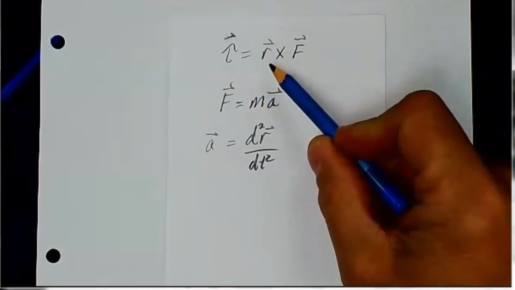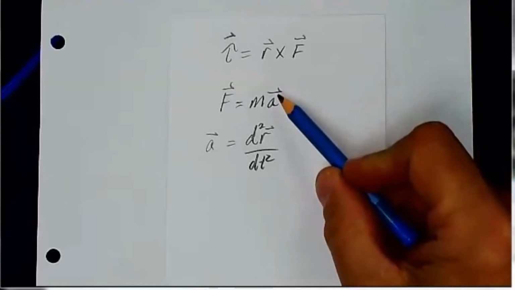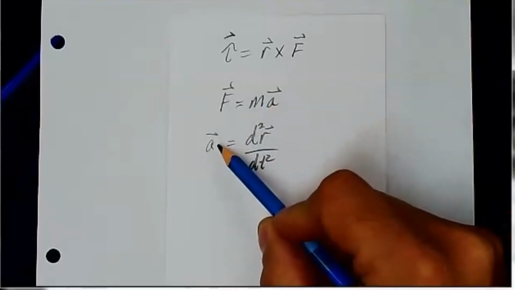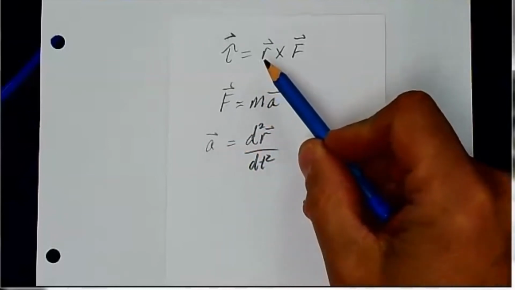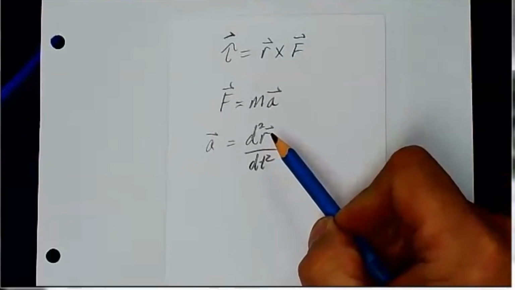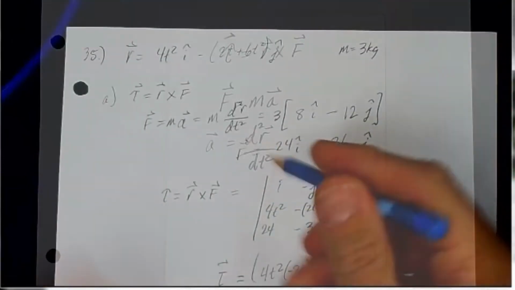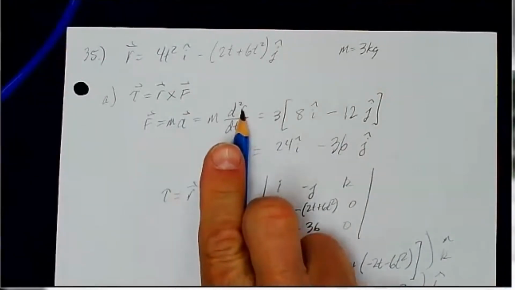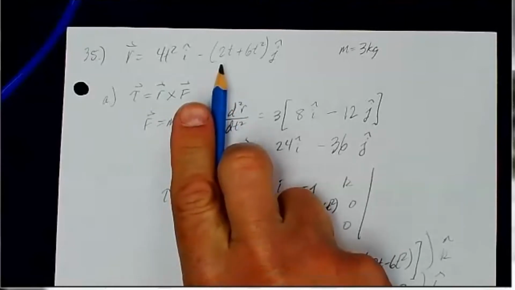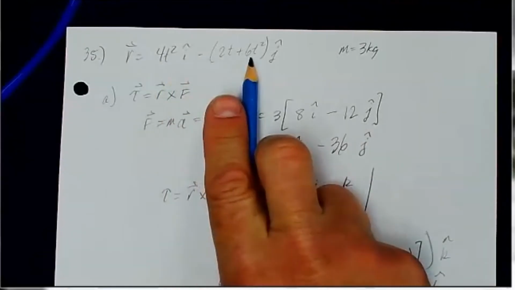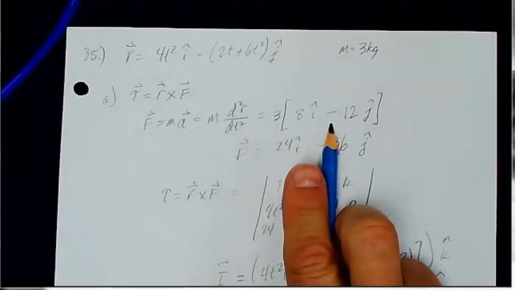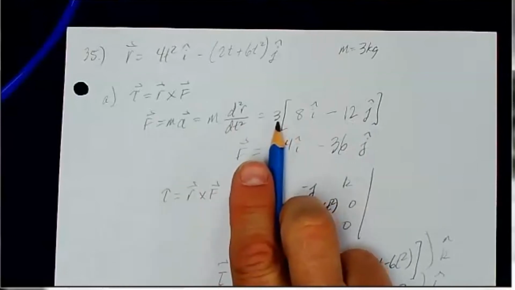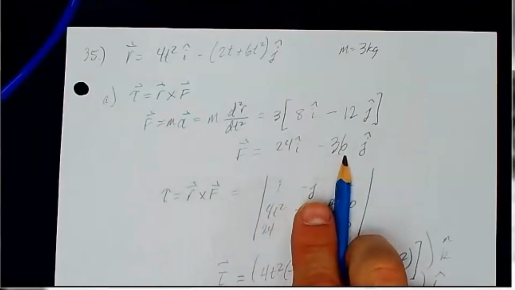Since I have my position vector as a function of time, I know I can relate F to acceleration by Newton's second law, and I can get acceleration with the second derivative of my R vector. So let's show you that solution. F is equal to mass times acceleration, where acceleration is the second derivative of the R vector. The second derivative of this expression right here is 8I minus 12J. And then I multiply mass through there to come up with my force vector.